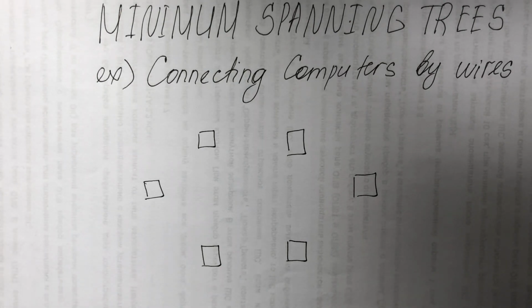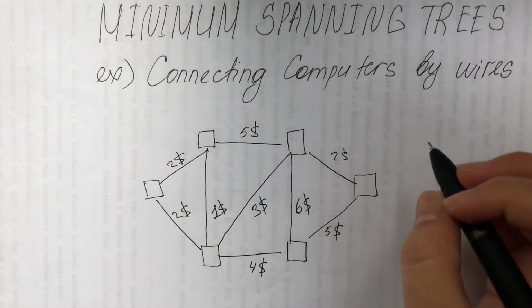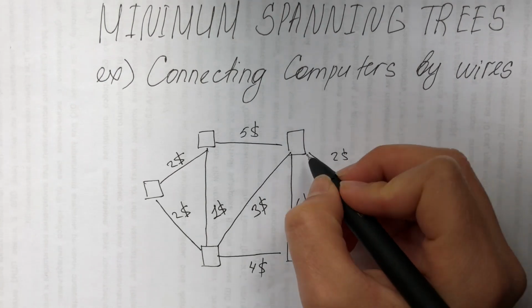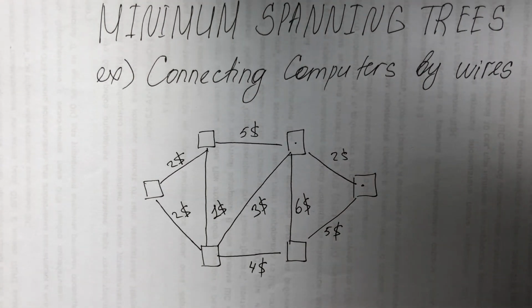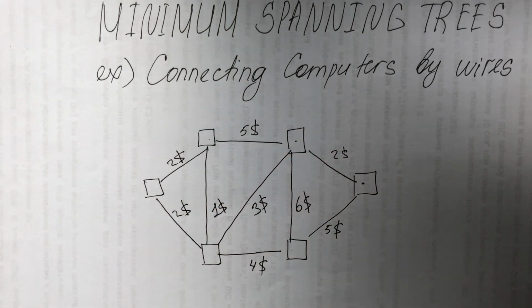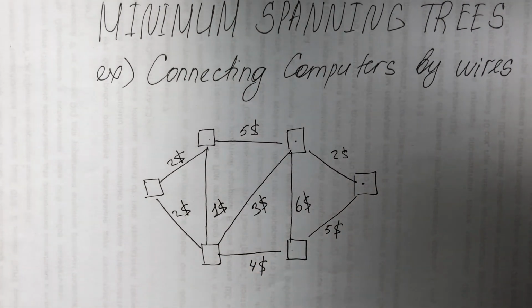So we put wires between some pairs of them such that any machine is reachable from any other machine. Assume further that we can put wires only between some pairs of them, and here we have a cost on every wire. So for example, we can put a wire between this machine and this machine, but we cannot connect this one with this one by wire. So now we have to find a way to join the network with minimum cost.